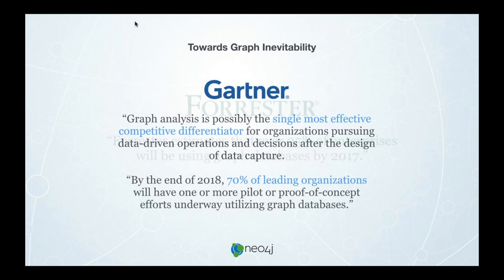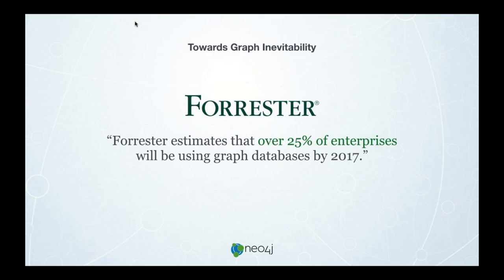Gartner talks about graphs being the single most effective competitive differentiator for data-driven operations today. And they predict that by the end of 2018, 70% of leading organizations will have at least one or more pilot or proof of concept underway. Forrester goes so far as to say that 25% of enterprises will be using graph databases this year even.